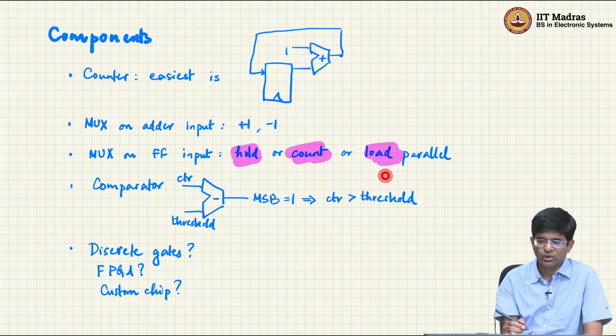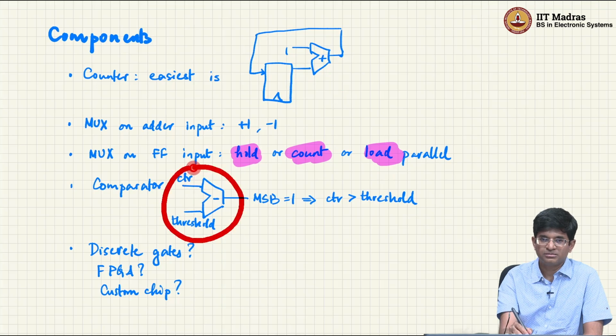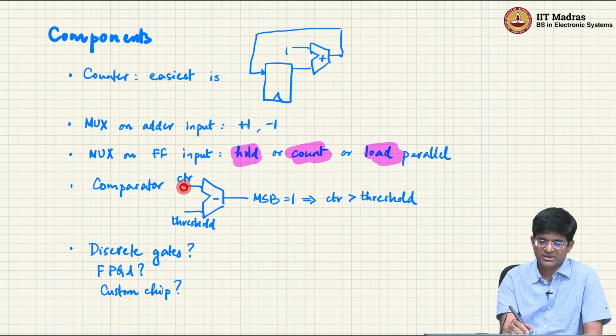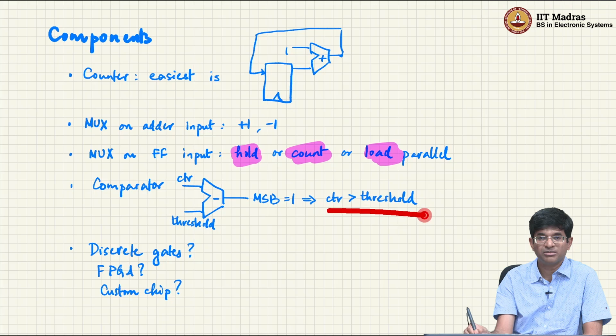Now comes the question of how I actually do a comparator. I need to take this output and put a comparator, which could be thought of as a subtractor, which takes the control and the threshold, subtracts the two, and if it turns out that control minus threshold is negative, or rather if threshold minus counter is negative, it means that the counter has become greater than the threshold.